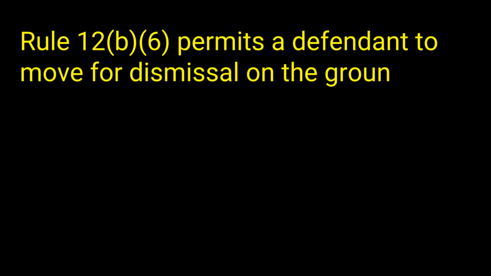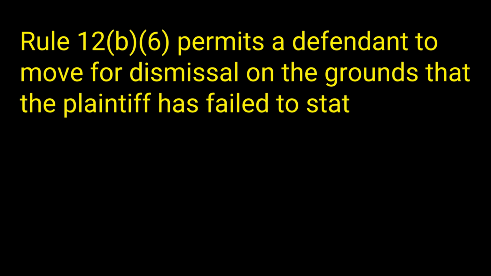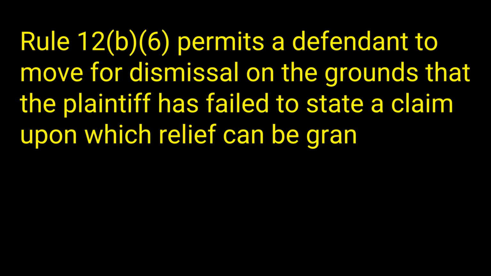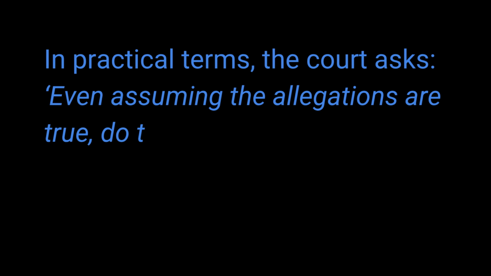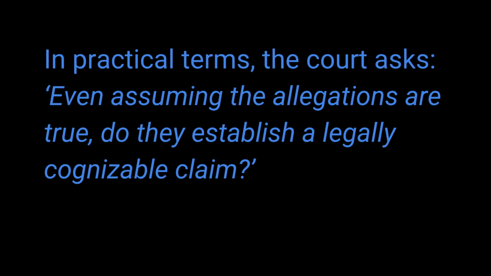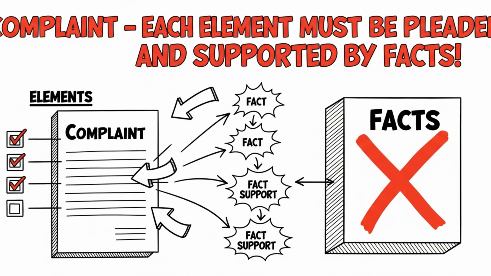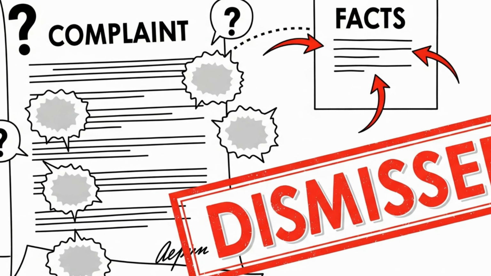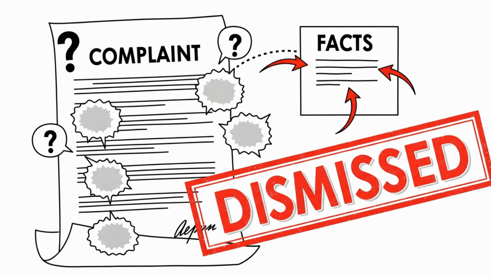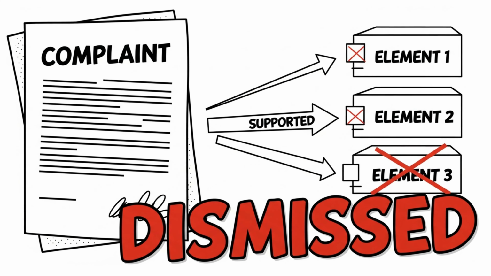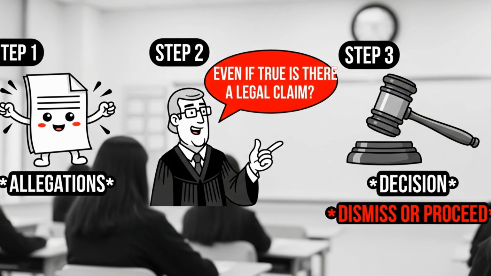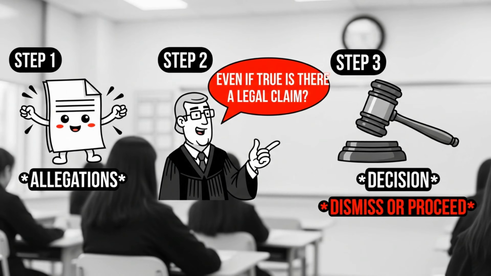Rule 12b-6 provides that a defendant can move for dismissal on the grounds that the plaintiff has failed to state a claim upon which relief can be granted. In practical terms, the court asks, even assuming the allegations are true, do they establish a legally cognizable claim? To survive, the complaint must allege sufficient facts, not just conclusions, and clearly state each element of the claim being asserted. If either requirement is missing, the court will dismiss the complaint.